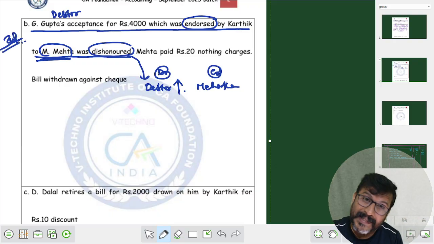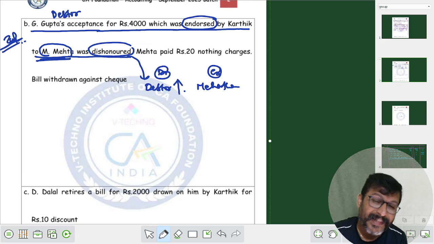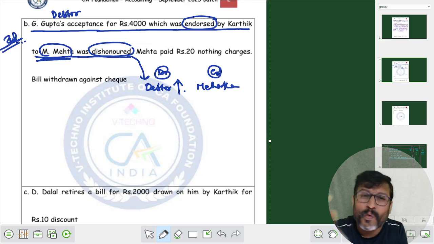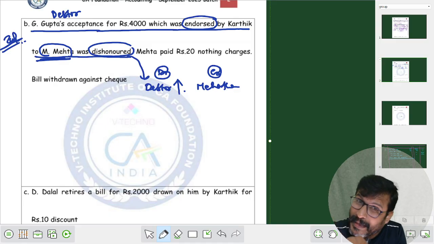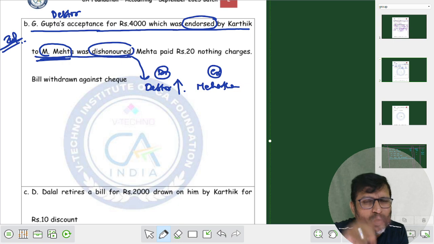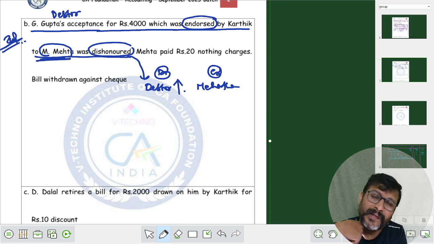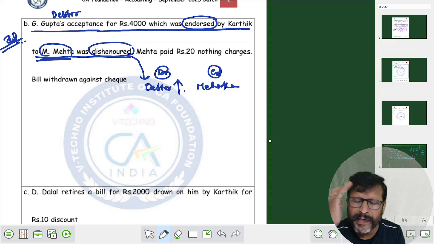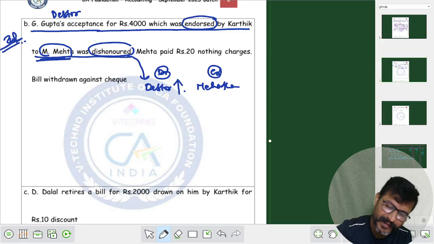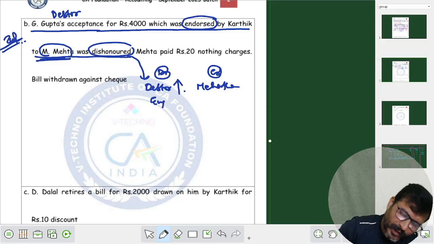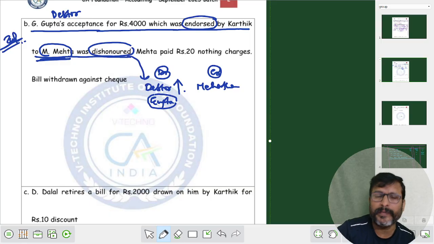Gupta's acceptance for 4,000 endorsed by Karthik. Who are we? We are Karthik. When Karthik endorses the bill, who is Gupta? Gupta is our debtor. That Gupta's bill endorsed to Mehta was dishonored. Always remember, whenever the bills are dishonored, the debtor increases. Who is the debtor? The debtor is Gupta. Gupta is to be debited, Mehta is to be credited.